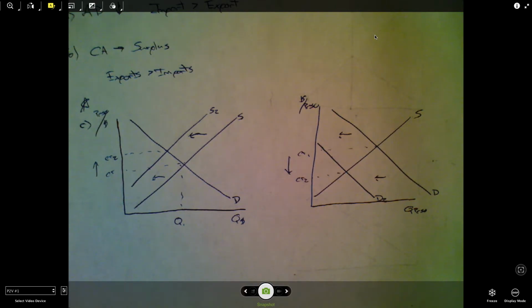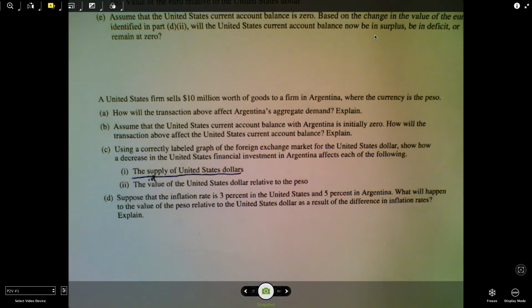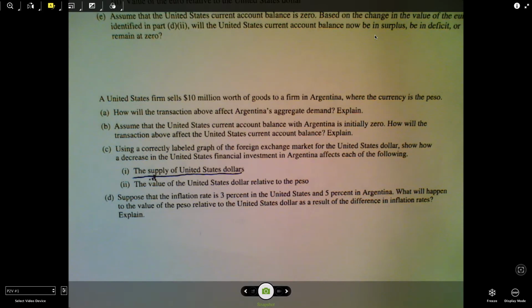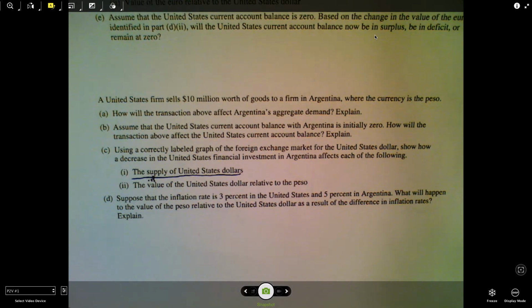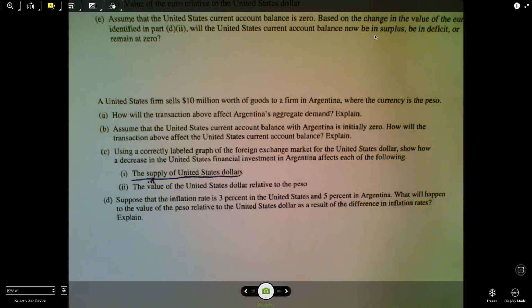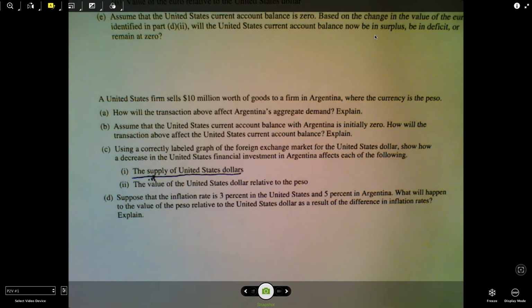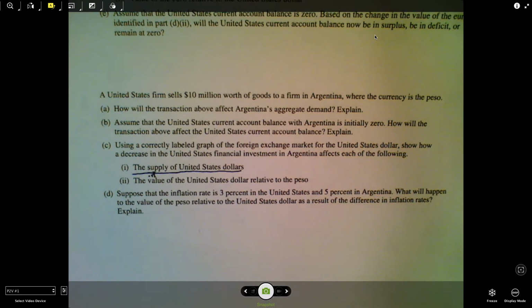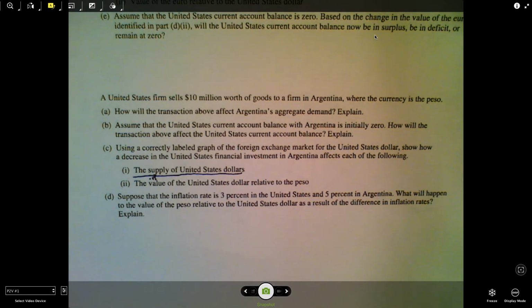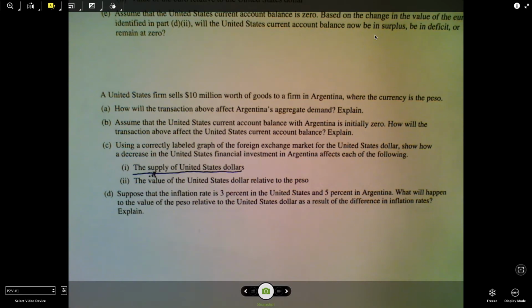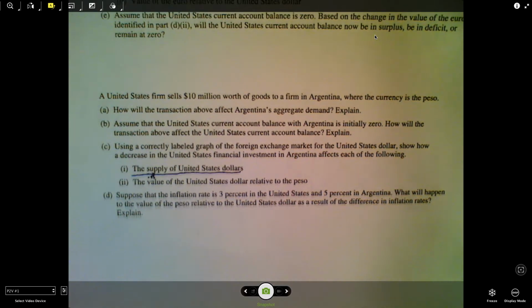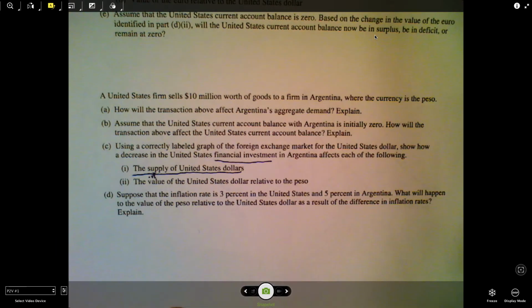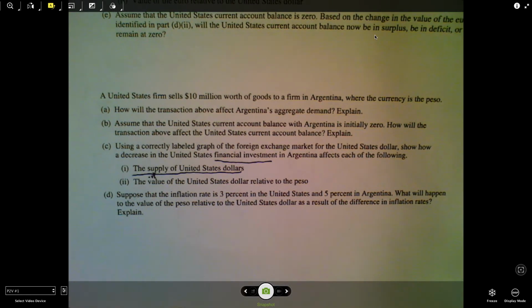Right? Do not get confused in this question. This is not asking necessarily about the financial account. If you look at the financial account, you get kind of caught up in interest rates, and then you think, all right, well, interest rates are doing this. If they want you to draw the supply of loanable funds and think about interest rates, they will tell you interest rates specifically. This question is simply saying that there's less investment going to Argentina from the United States. People are not demanding the peso because they're not putting their money there, all right?